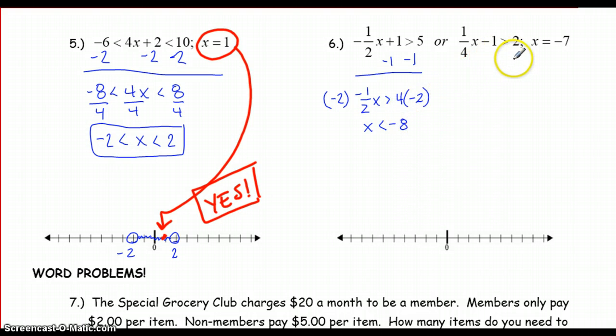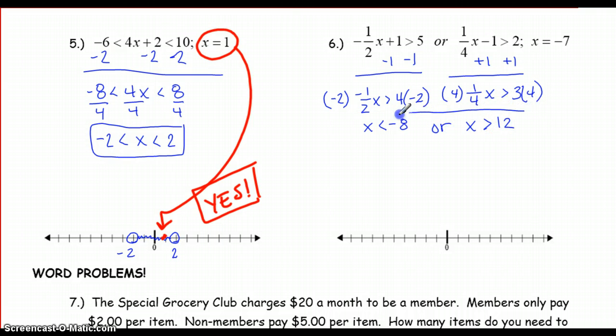And now we can go on to the other problem. Add 1 to both sides. You get 1/4 x is greater than 3. And here we're going to multiply by the reciprocal, which is 4. And when we do that, we get x is greater than 12. So our solution here is that x is less than -8 or it's greater than 12.